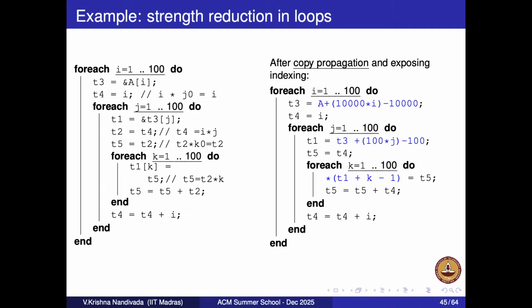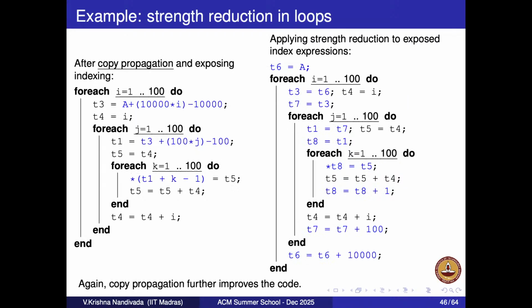Okay, so now look at this, I am writing to T1 plus K minus 1. Yeah, question? Correct. This is just exposing. This is not making any optimization yet. This is just saying, look, this T1 sub K is nothing but star T1 plus some offset. This T1 sub J is this and this. We are just exposing it. In the next step, if you look at it from this step, that's the same code as this.